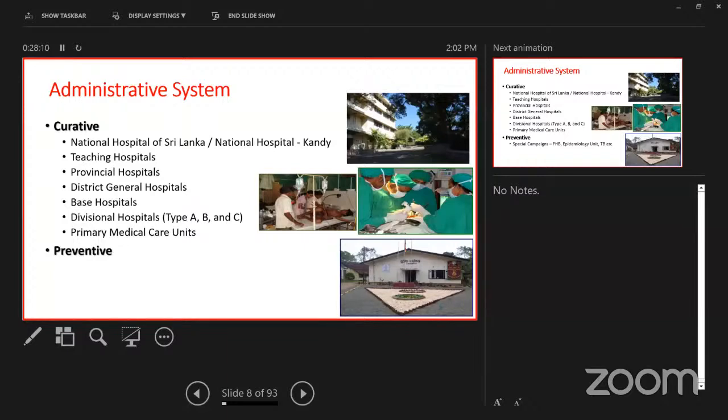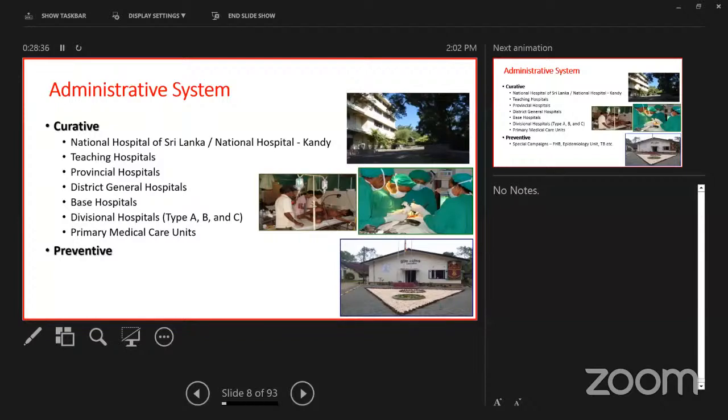So what I missed here is the specialized hospital. Specialized hospitals come after the teaching hospitals, so it caters to the specialized curative patients. Then there are provincial general hospitals. Usually one province will have a provincial general hospital. Each province will have a provincial general hospital.